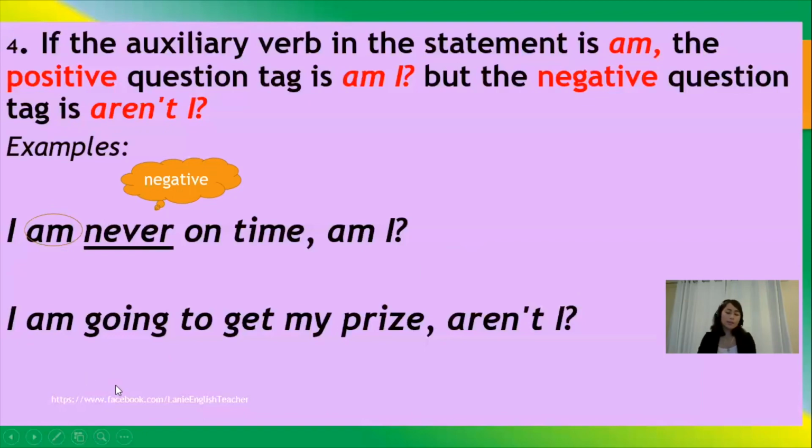What about a second example? Let us see. I am going to get my prize. Now, here, again, auxiliary verb am is used. Now, let's analyze the statement if it is positive or negative. Now, this statement is a positive statement. You can never see any word like never or not. So, it's very clear that your tag should be negative.